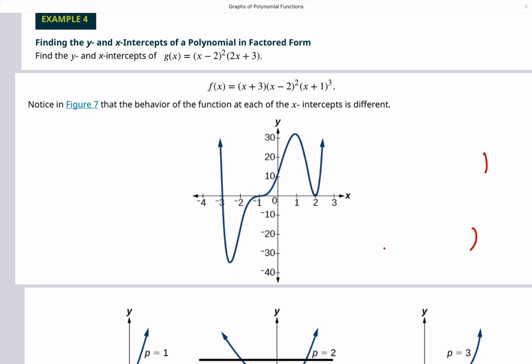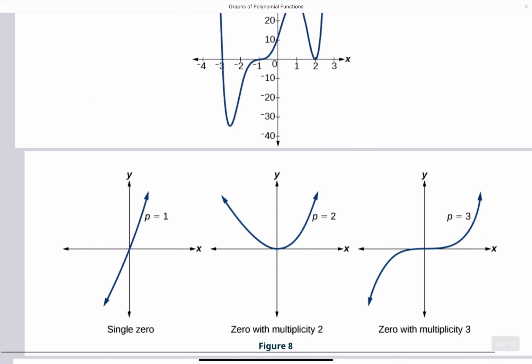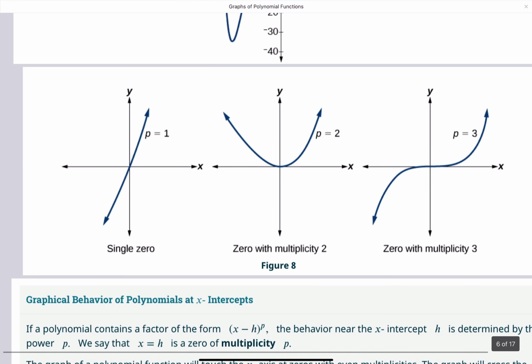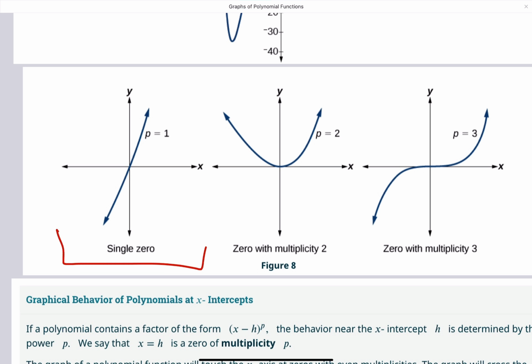Let's move on to this one. Okay, so this has a single 0. It crosses. This has a multiplicity of 2, as you can tell. And this has a multiplicity of 3. Pretty simple, pretty straightforward.